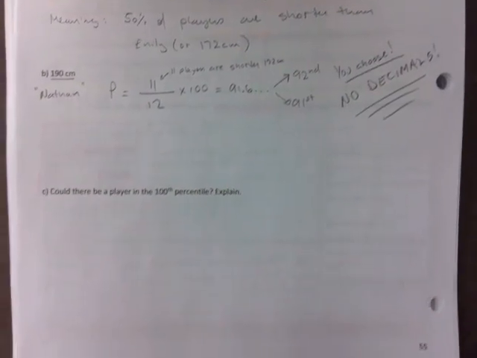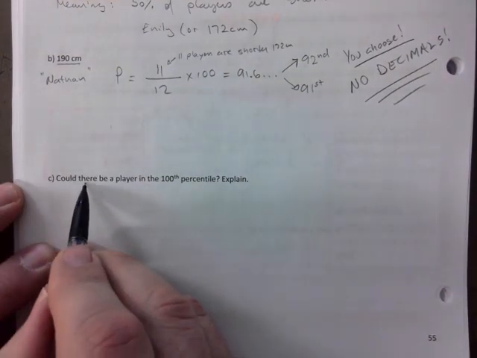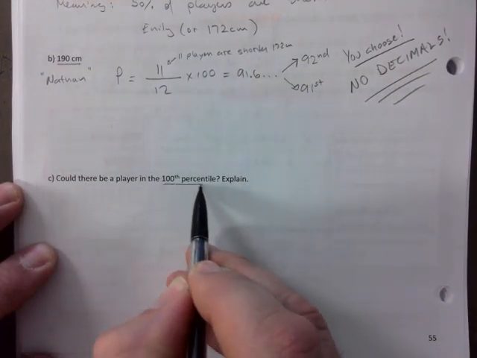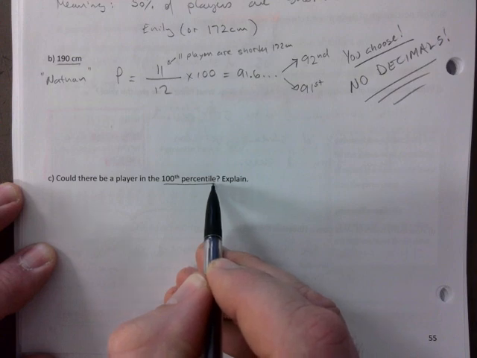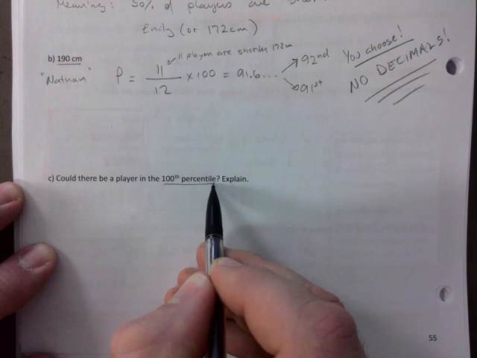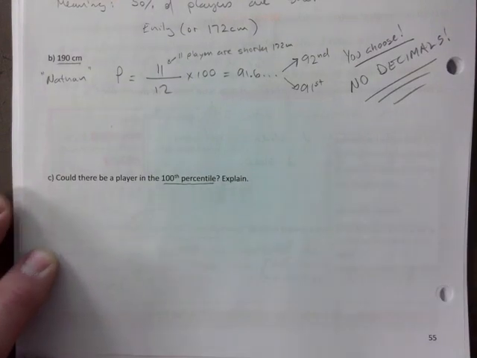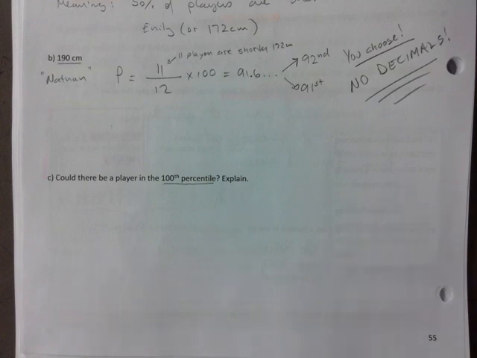Next, C. Could there be a player in the 100th percentile? Yes or no? If you're in the 100th percentile, think about it this way. That means that 100% of the values in that set are below you, correct? But what about you? Aren't you part of the 100%? You are part of the 100%, so you cannot say that 100% of the players involved are below you, okay?